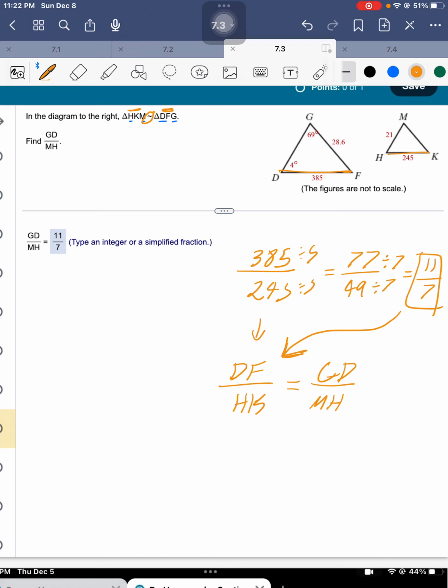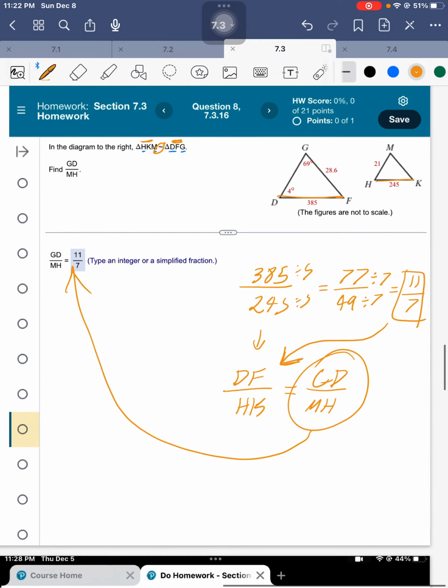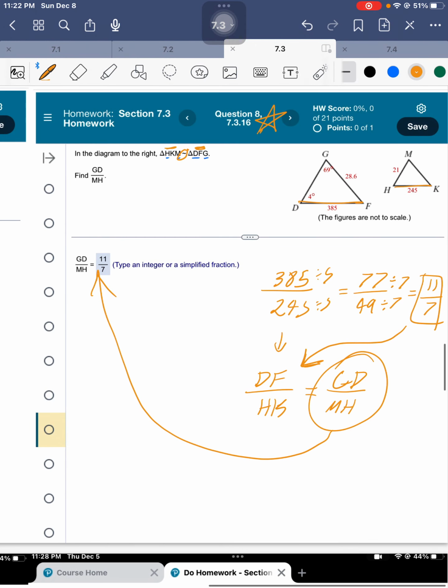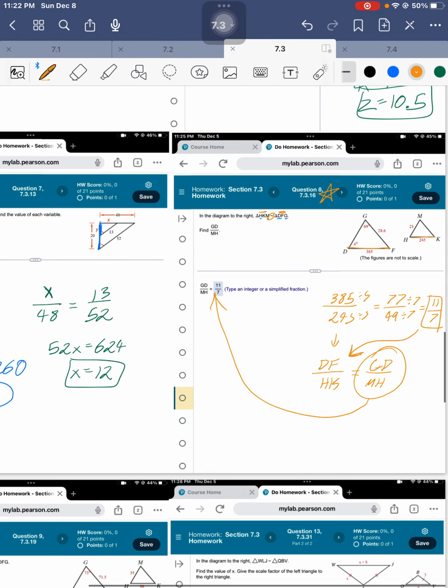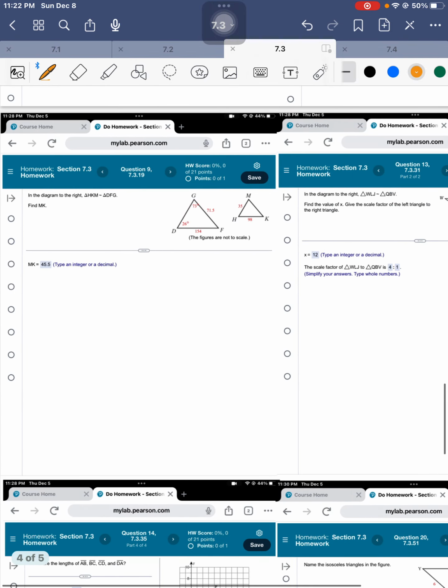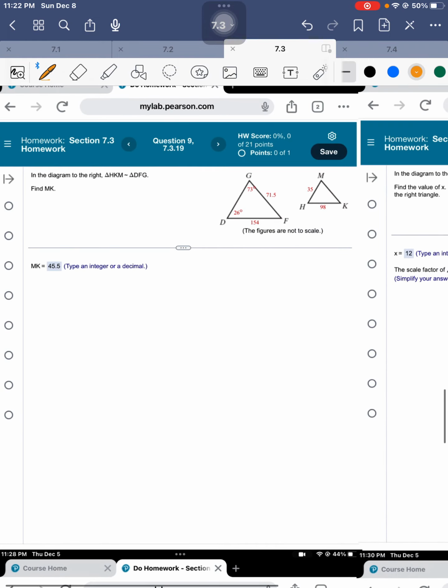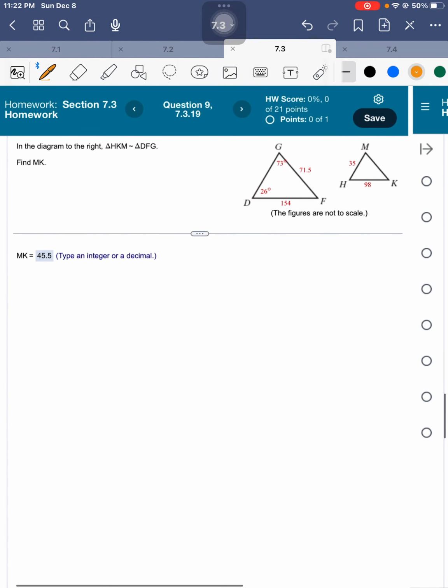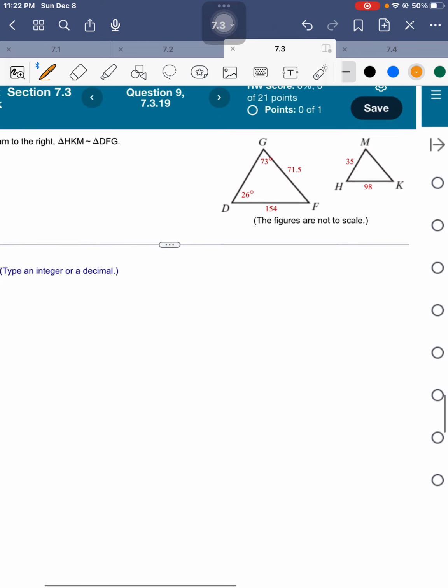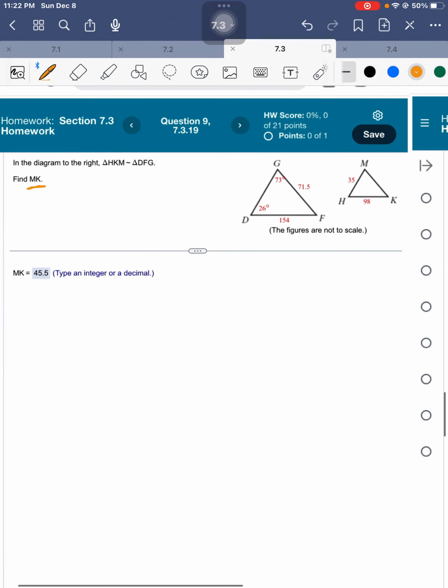And since the triangles are similar, that means that if DF over HK is 11 over 7, so must be GD over MH. And look at that, it is. This is very important, so if you guys don't understand, I'll go over it in class again, not a big deal. But that's a really good question, okay? So, isn't this the same thing? Very similar, right? So, okay, find MK.